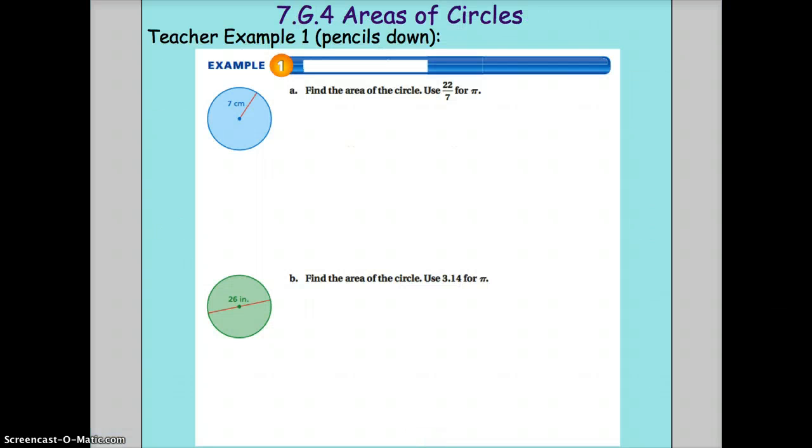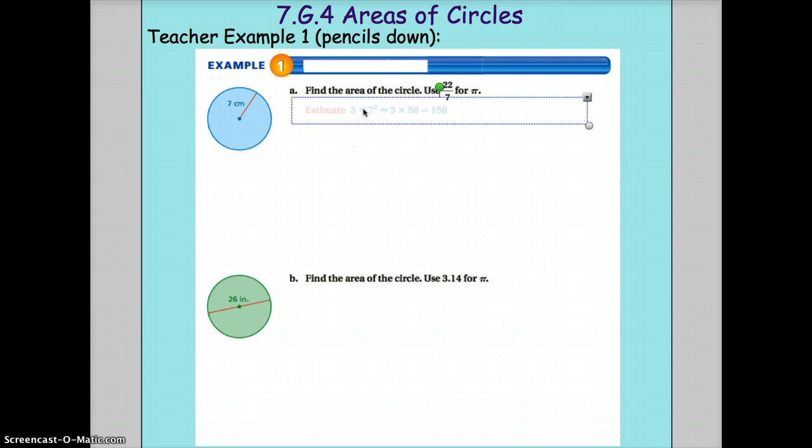Teacher example 1, pencils down. In the first problem we have our radius, 7 centimeters. Find the area of the circle. Use 22/7 for pi. Remember to watch out for this. I know a lot of students had trouble with this on circumference. It does tell you what to use for pi, so you must use 22/7.